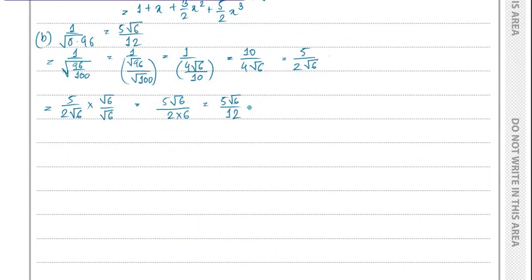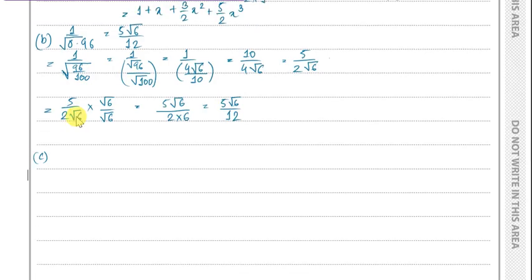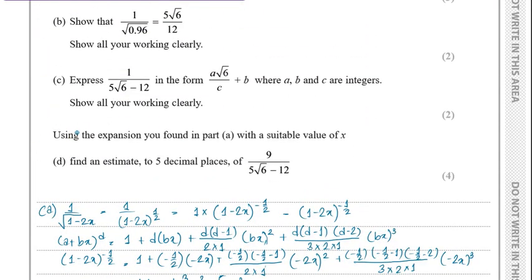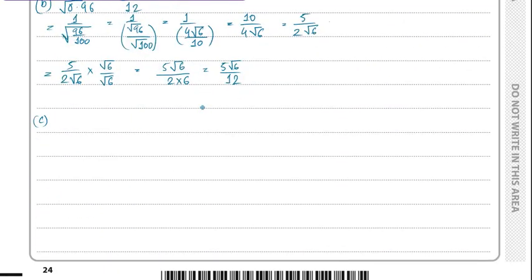We have shown that. So for part C, express 1 by 5 root 6 minus 12 in the form of A root 6 by C plus B, where A, B, and C are integers. Show all your workings clearly. So the same case here as well. If you see, the root 6 is in the denominator, but they have asked us to show something where the root 6 is in the numerator. So we have to rationalize again.